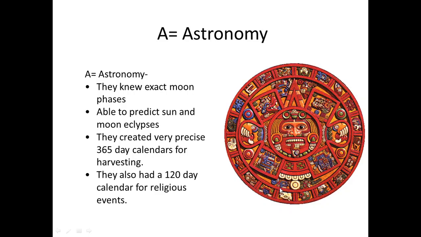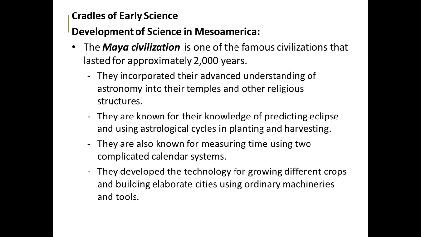Even Muhammad, the prophet of Islam, sabi niya gumawa daw siya ng miracle. Nahati niya daw ang moon. But it's not a miracle in fact because the Mayans can predict yung paghati ng moon. That's called eclipse. So, maraming na-convince doon, but sa mga Mayan, no. Hindi yan siya milagro. Instead, it's a scientific phenomenon that can be predicted. Predictable masyado. So, cradles of early science. So, you have here developments in Mesoamerica.